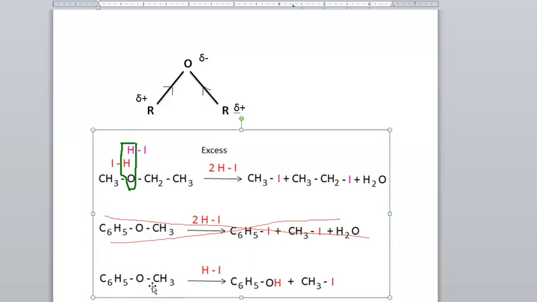So here one molecule of hydrogen iodide will react. The bond is cleaved, hydrogen will go to this side, and iodine will go to this side. So we'll get phenol and methyl iodide. This product only we will get. If we take an equimolar quantity or excess of hydrogen iodide, in all the cases the same product we will get. So iodobenzene we won't get. Don't forget it.